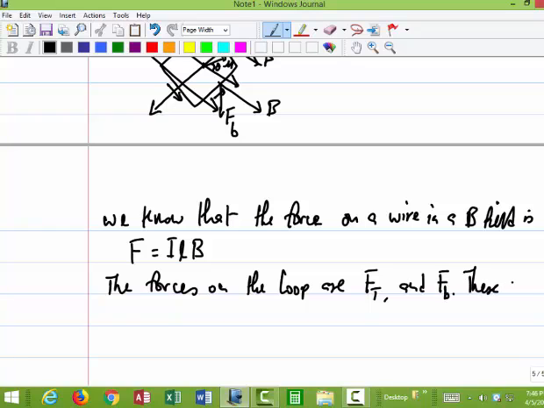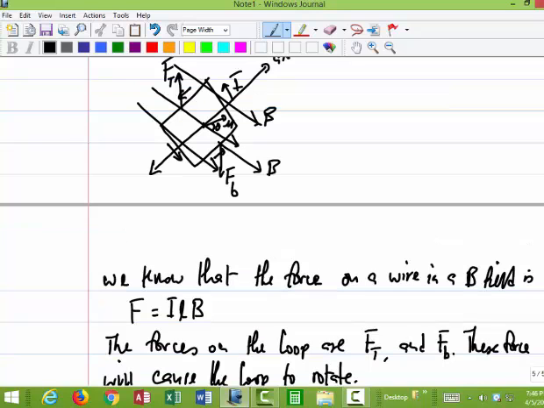We can say these forces will cause the loop to rotate. So one of them is on top and one is at the bottom. So the loop is going to rotate in the same direction. It's going to rotate in a clockwise direction. Okay, that's a clockwise direction.